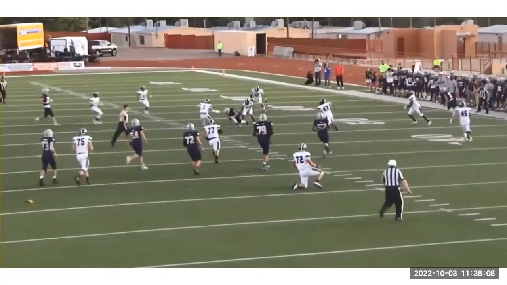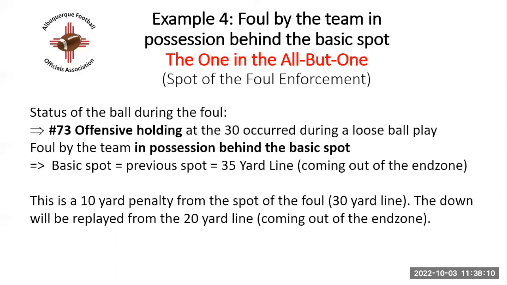So, next chart. Status of the ball. We have offensive holding that occurred during a loose ball play. And I want to point this out. This is what makes our life easier. This actually occurred while the quarterback was running with the ball, right? So you think, well, that happened during a run. Well, remember, once that ball becomes loose behind the line of scrimmage, you now have a loose ball play that does not end until the ball is either caught or an incomplete pass in this case. So that all becomes part of that loose ball play.